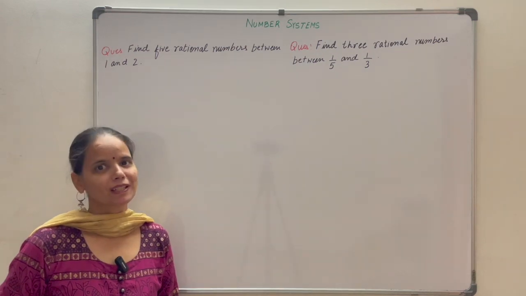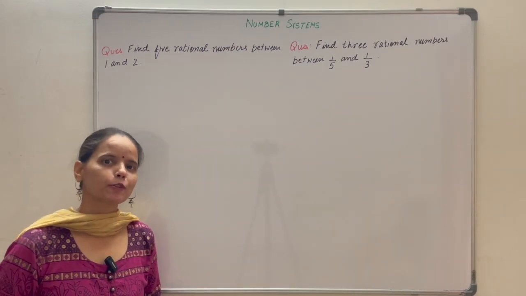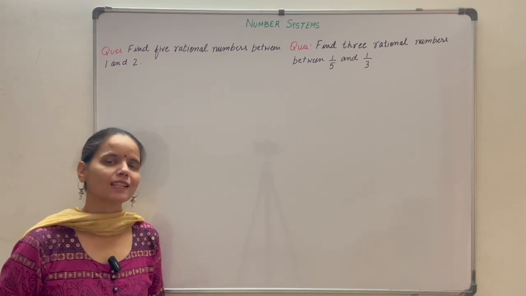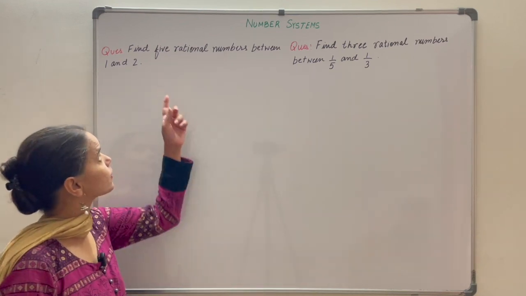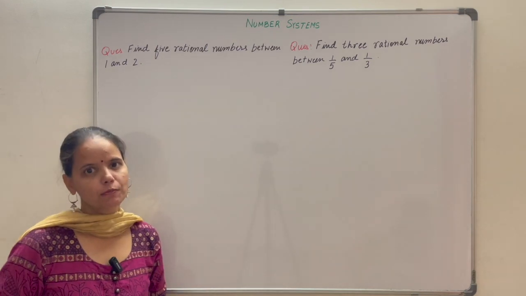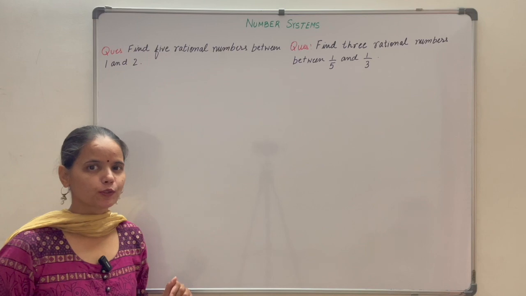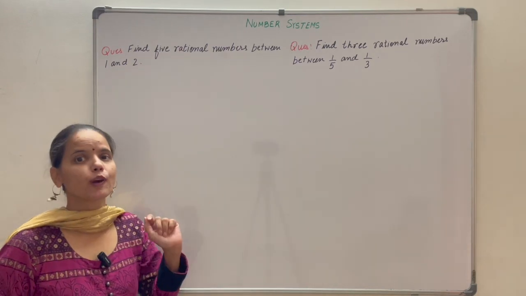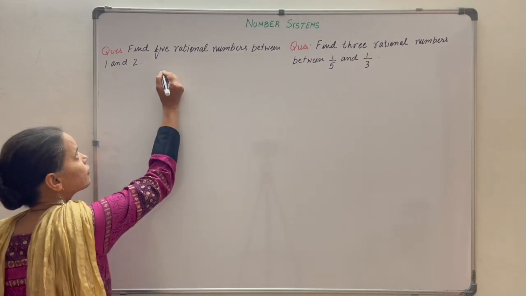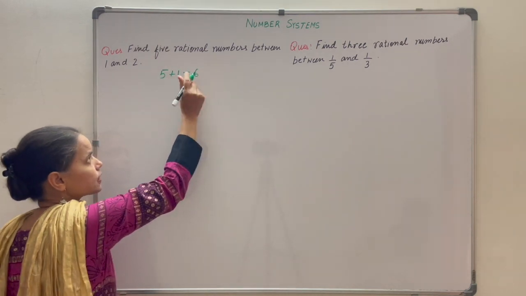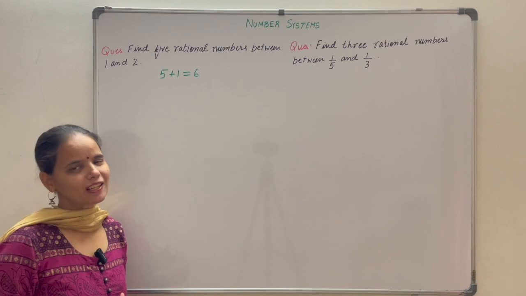Let us see one more method using which you will be able to find out the required number of rational numbers between two given rational numbers in one step. So here the required number is 5 rational numbers. You have to find out between 1 and 2. So how are we going to do it? So here it is 5. So you add 1 to that. So what do you get? 5 plus 1, 6. So this 6 we are going to multiply in numerator and denominator.